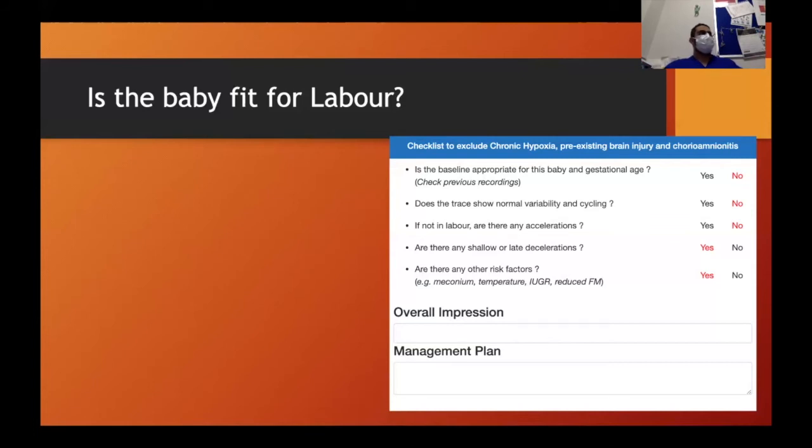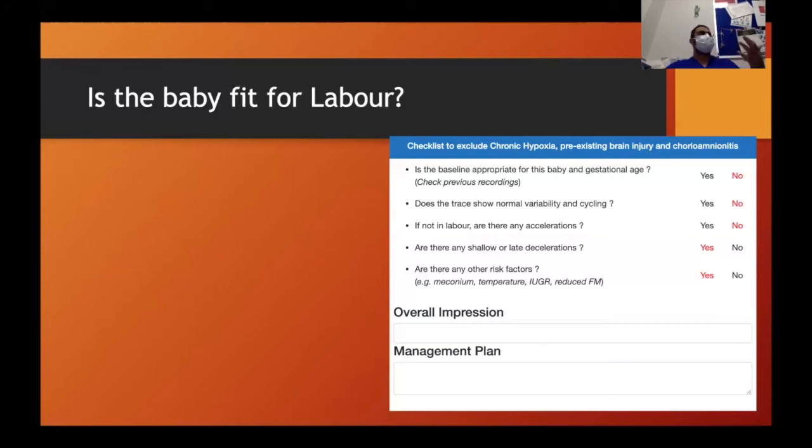Is the baby showing normal variability? Is it still cycling? If yes, then it's great. If no, then okay, why is that happening? Is this baby still accelerating, especially if it's in early labor or latent phase? Accelerations later on are not very important, okay, but also whether there are accelerations or not. Are there any shallow or late decelerations? Or basically, is this placenta already showing signs that it's not coping very well from the very beginning?